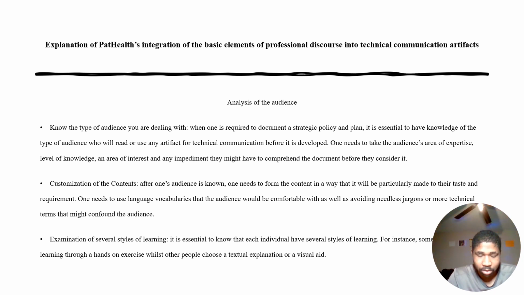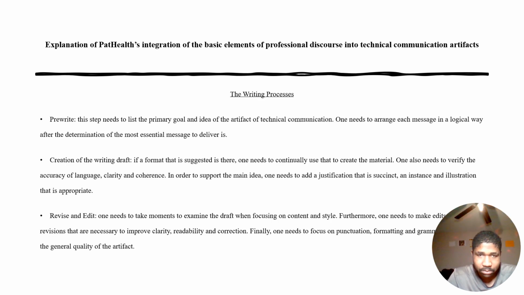And the second part is to make a customization of the contents. Once the audience is known, one needs to form the content in a way that it will be particularly made to their tastes and requirements. One needs to use language and vocabulary that the audience will be comfortable with, as well as avoid English jargon or more technical terms that might confound the audience. And the last part is to make an examination of several types of learning. It's essential to know that each individual has several types of learning. For instance, some people prefer learning through a hands-on exercise, while some people choose a textual explanation or a visual aid.